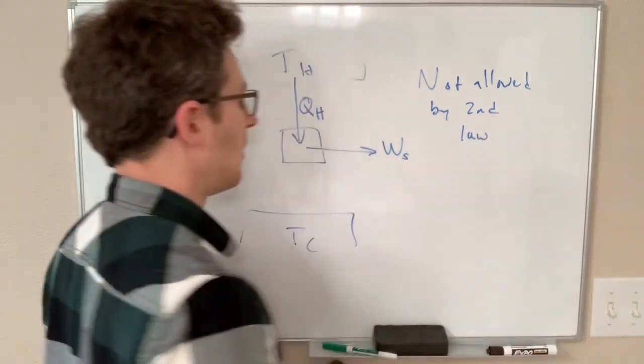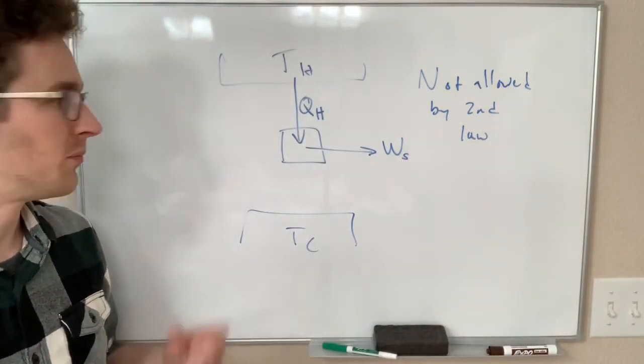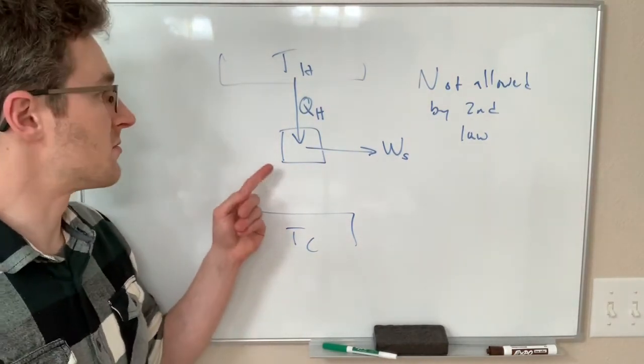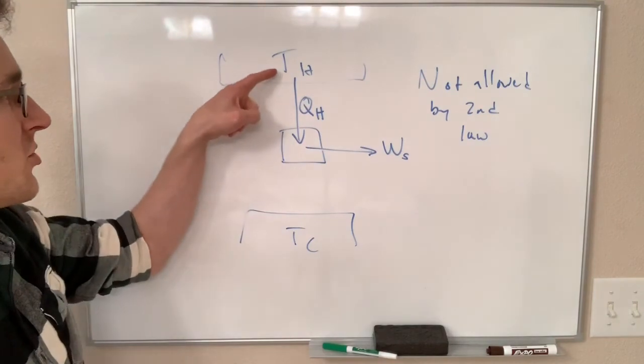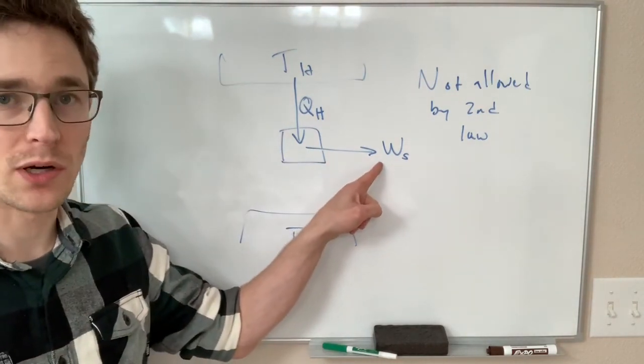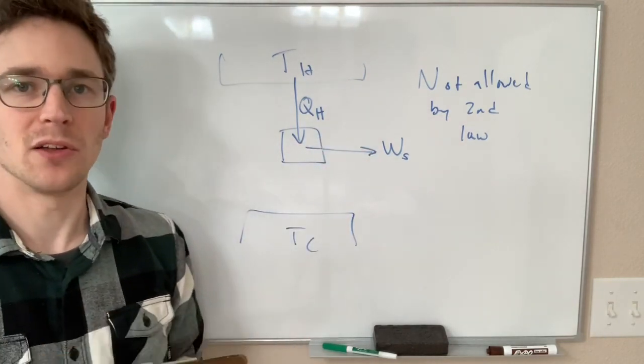And we will be able to actually prove why that is in a little while. The effect of this particular system would be to take energy from the hot reservoir and turn all of that energy into work. And doing that is forbidden by the second law of thermodynamics.